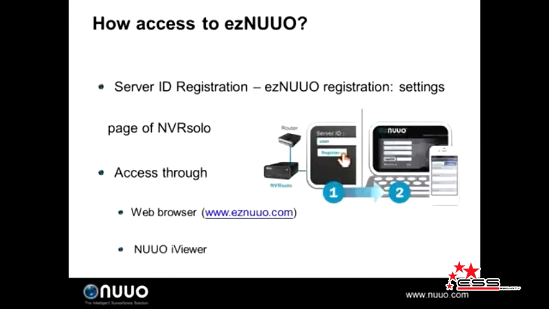But how to access ezNUUO? It requires only two steps. The first step is to simply register the server ID within the settings page of the NVRsolo. After the server ID registration, the second step, in order to watch live view and playback from anywhere in the world, is to connect to ezNUUO through the web browser at www.ezNUUO.com or through NUUO mobile application, the NUUO iViewer. Now we're going to see in details how to access ezNUUO.